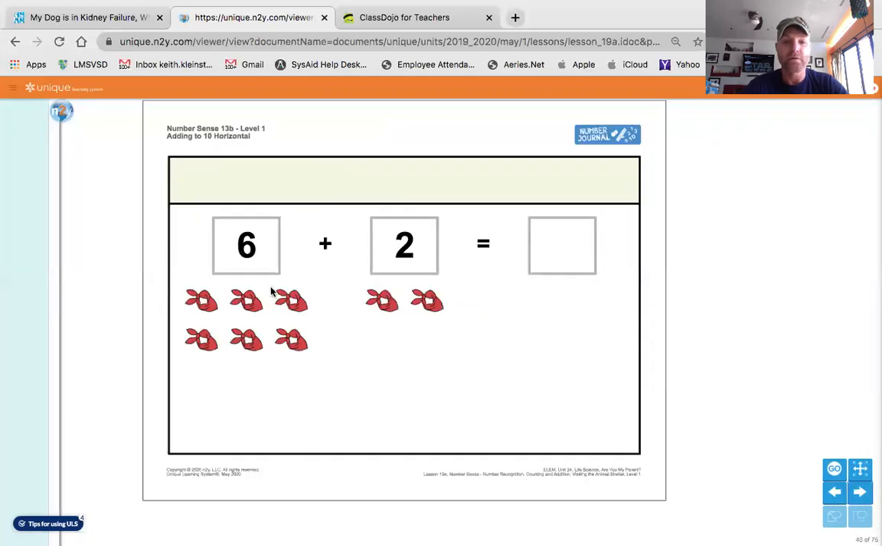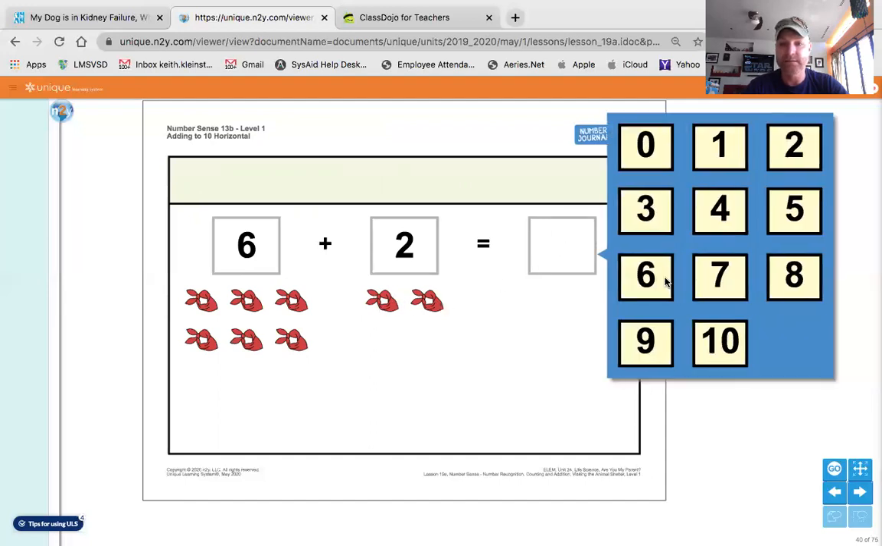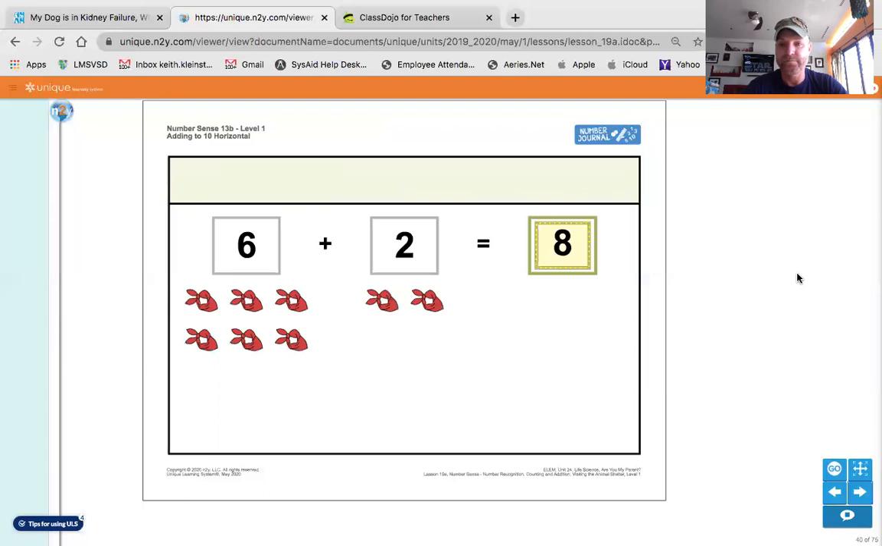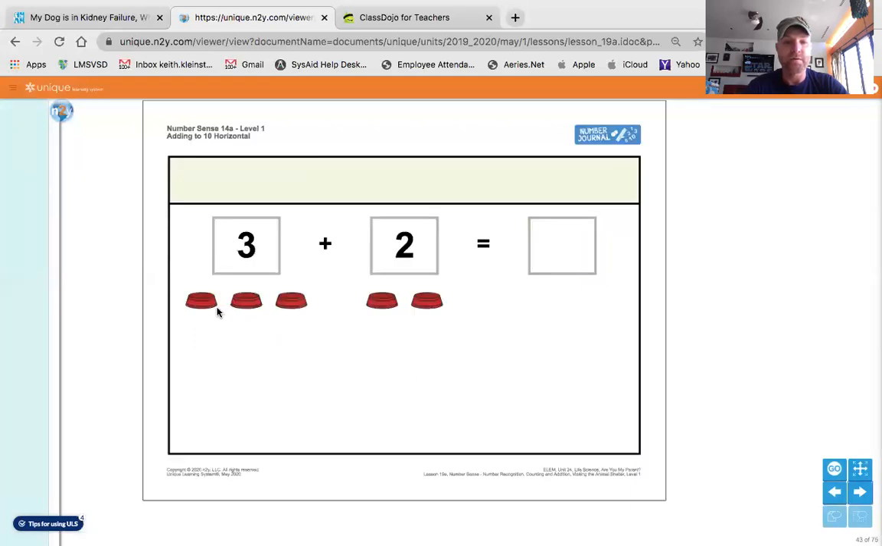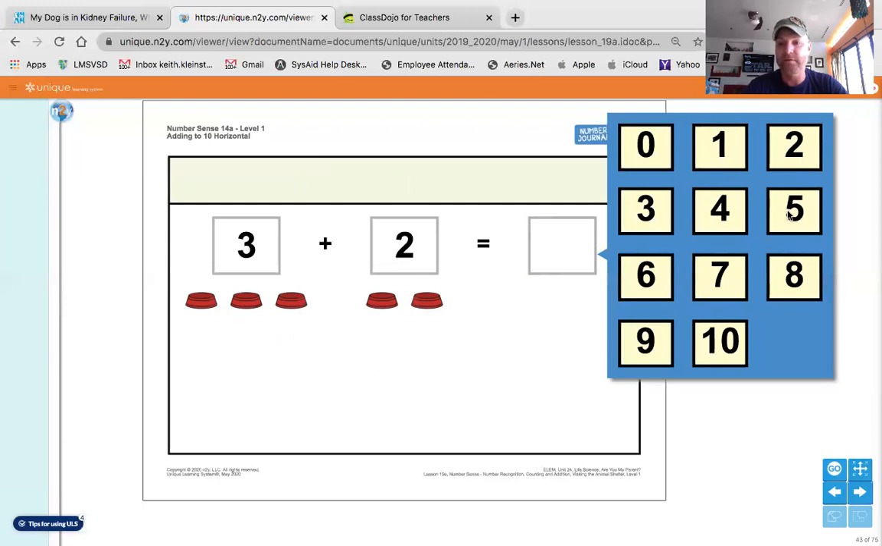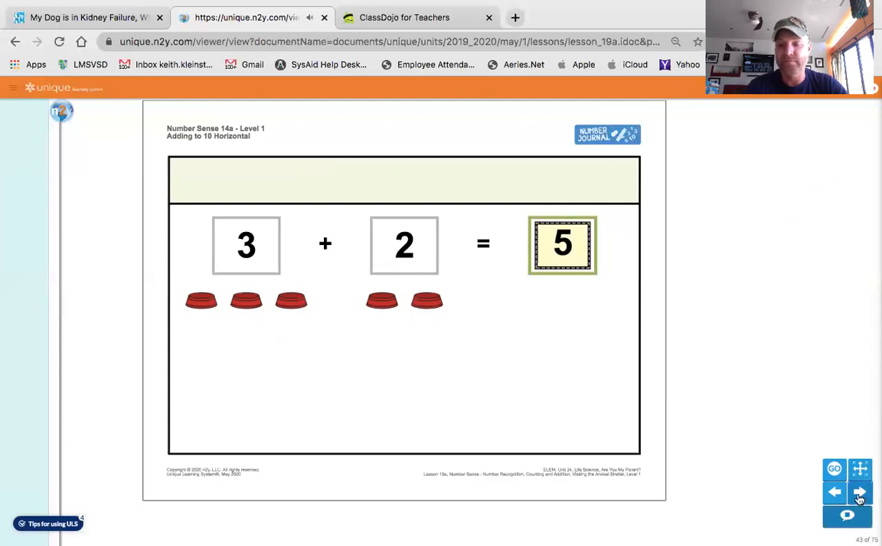Okay, so we got 6 scarves plus 2 scarves. So we start at 6, 7, 8. Okay, so we've got 3 bowls plus 2 bowls. So 3, 4, 5. Find the number 5.